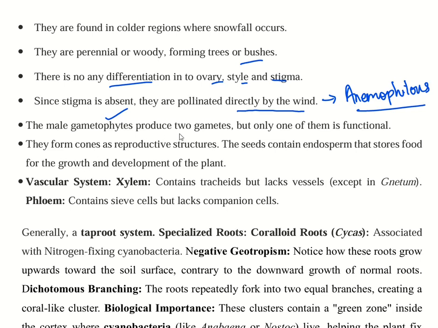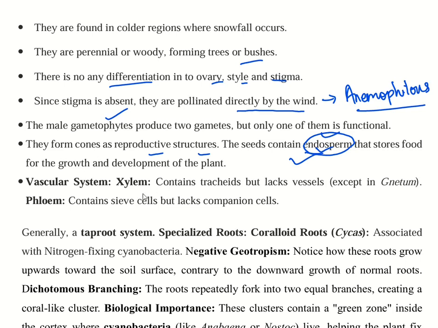The male gametophyte produces two gametes, but only one of them is functional, and they form cones as the reproductive structures. The seed contains the endosperm that stores food for the growth and development of the plant. As in the gymnosperm there is absence of ovary, the nutritive tissue that helps the embryo to grow is the endosperm. So the seeds of gymnosperms are endospermic.